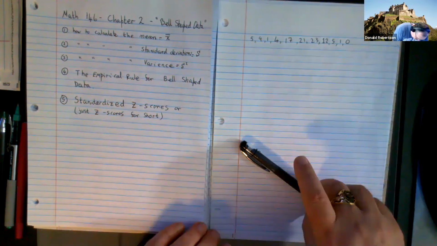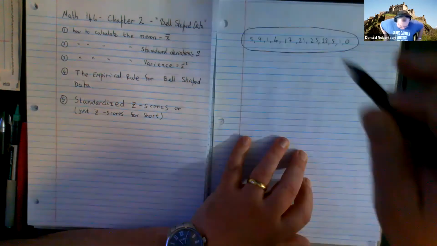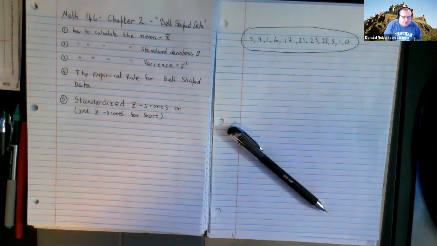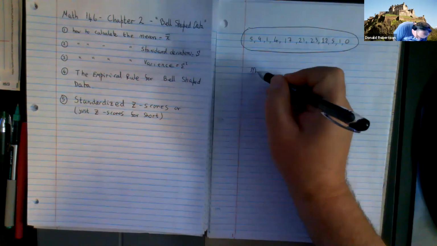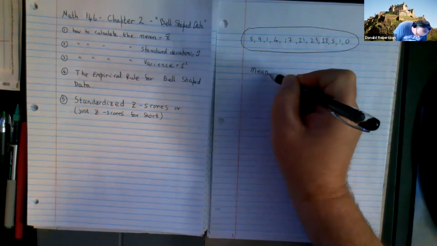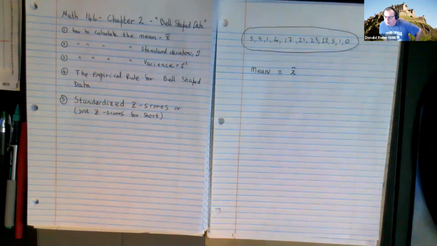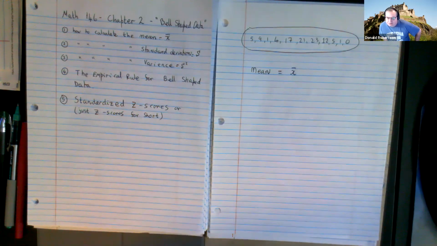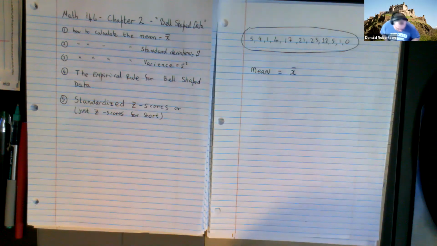So I've just created a random set of data. And we are going to find the mean. The usual symbol that is used almost universally is X with a little bar on it. So we're going to find the mean of this data. Now, it's a pretty small data set. I could simply just add them all up and divide by how many.